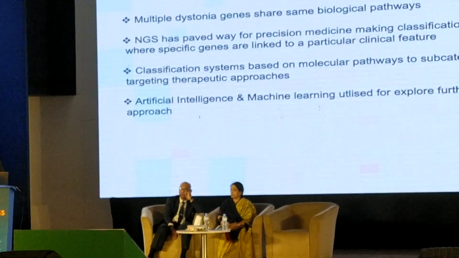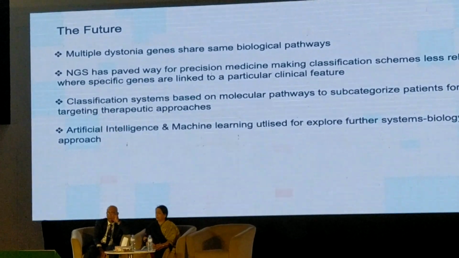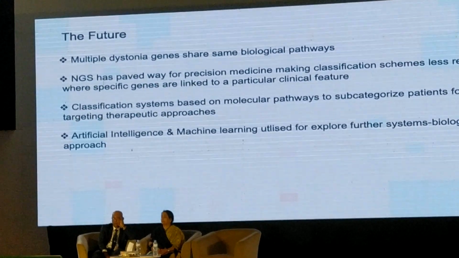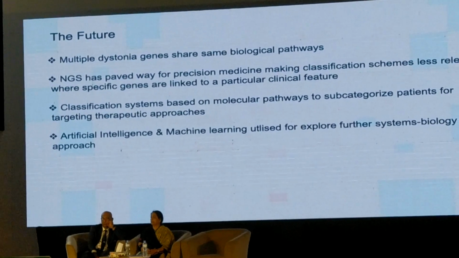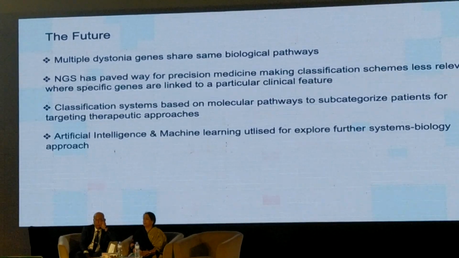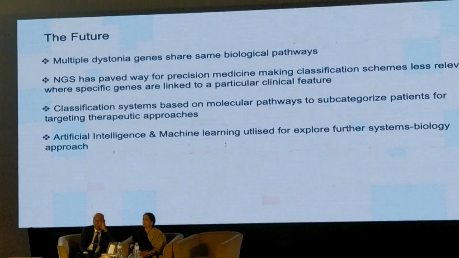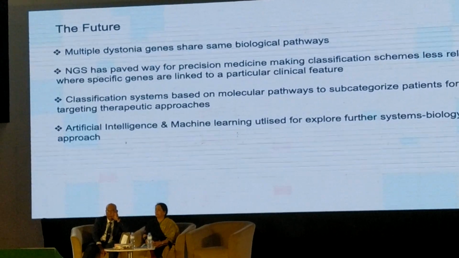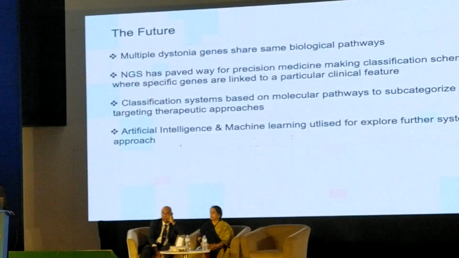So, multiple dystonia genes share the same biological pathways, and next generation sequencing has paved a way for precision medicine. And if, for example, everybody could do whole exome sequencing, then the classification systems will become less relevant because we know, like, okay, you do whole exome sequencing, this is the gene, this is the treatment, that is it. But we are a long way away from that.